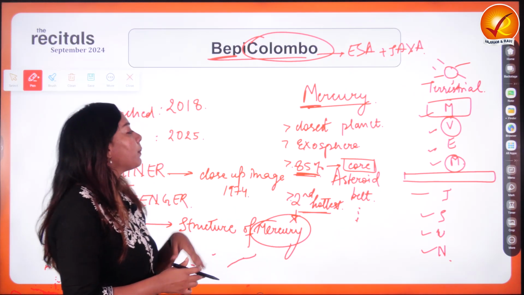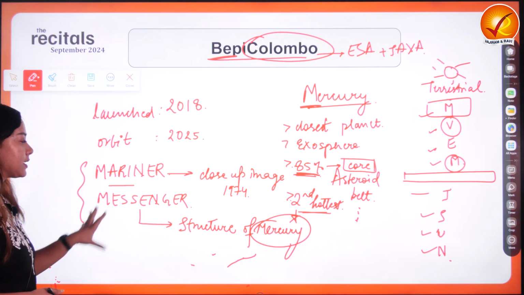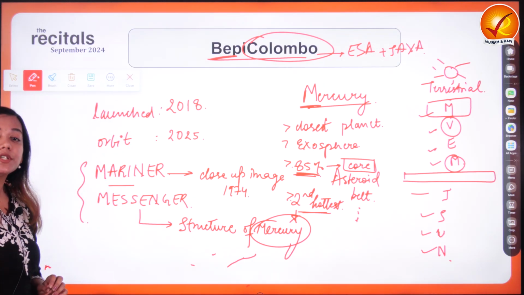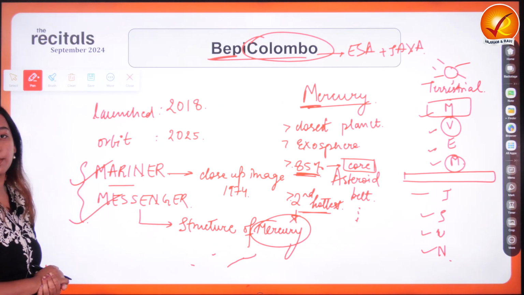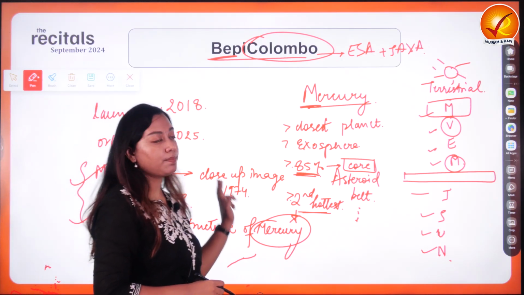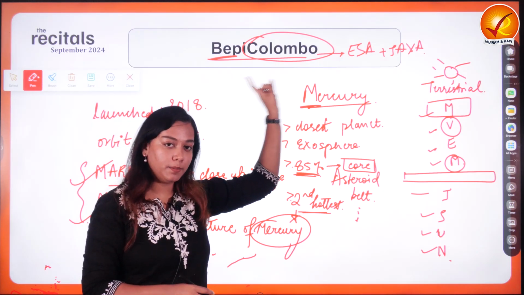So to discover more about its structure, there is a mission deployed by ESA and JAXA, which is the BepiColombo mission. You must also remember, friends, what the Mariner and Messenger missions are all about. So these three missions so far are dedicated to discovering the planet Mercury.